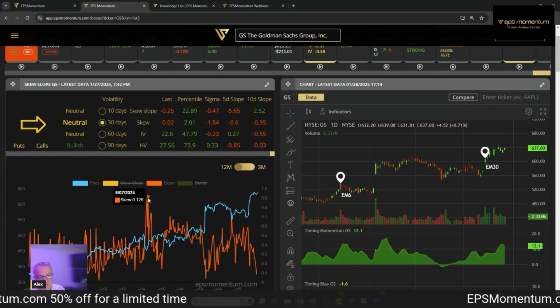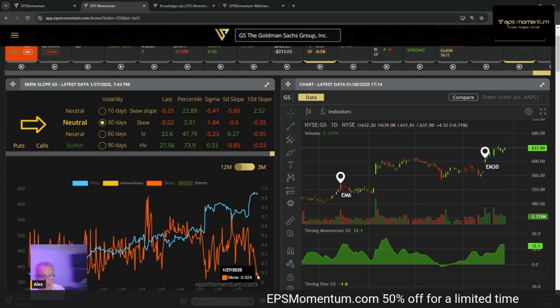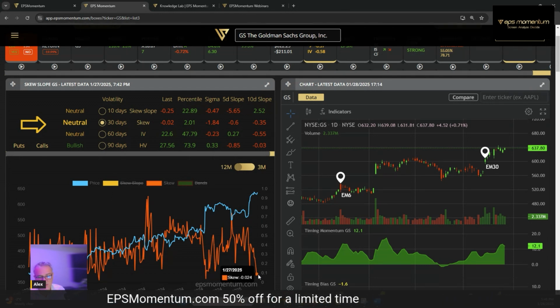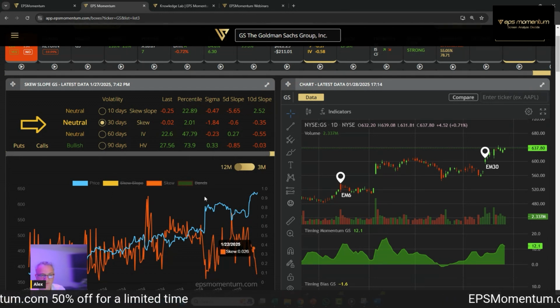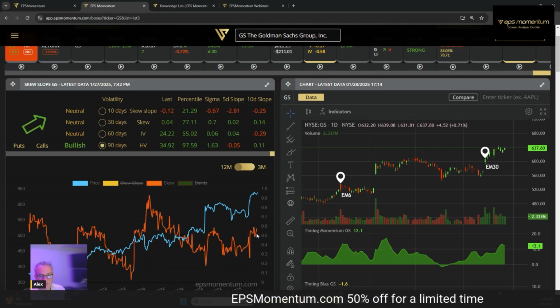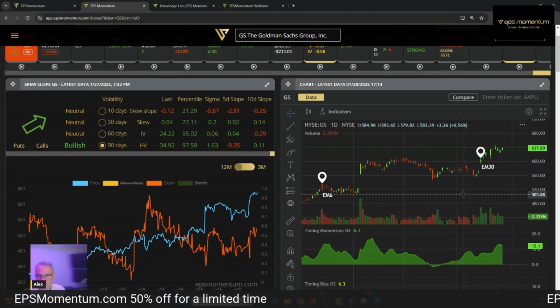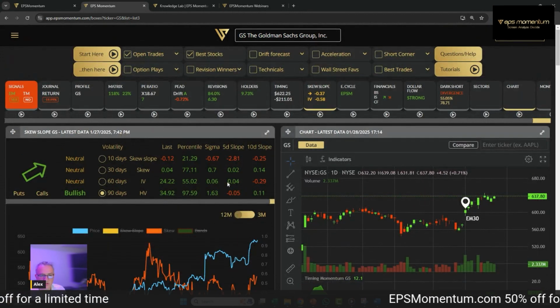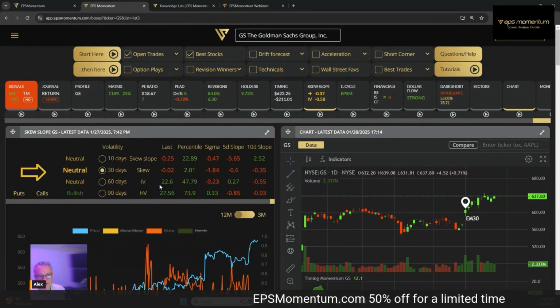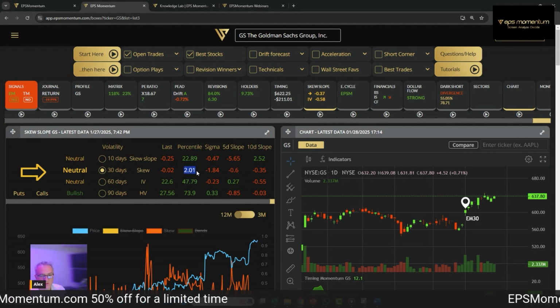So if it's high up, puts are expensive. If it's way down, puts are cheap, and basically calls are expensive. Calls are expensive here. So it's kind of neutral, but on a 90-day, it is bullish, right? So this is important. You get the option market telling you a little bit of a bullish trend there. The implied vol, if you go into 30 days, is 47 percentile, so pretty flat. And the skew is 2 percentile, so very low.